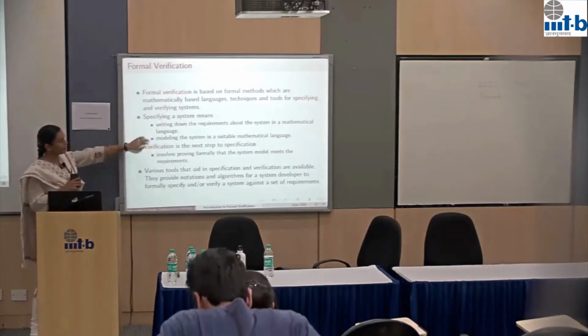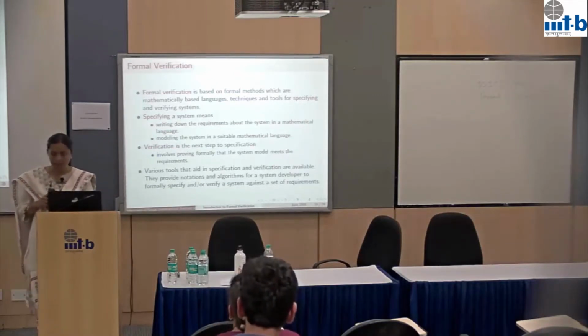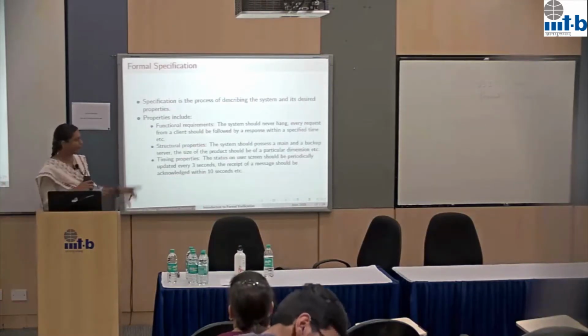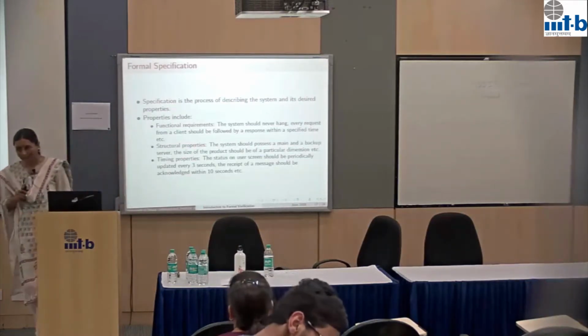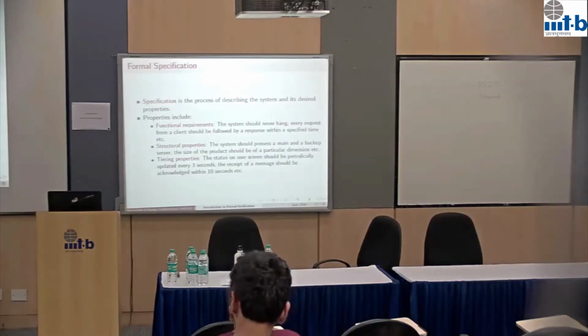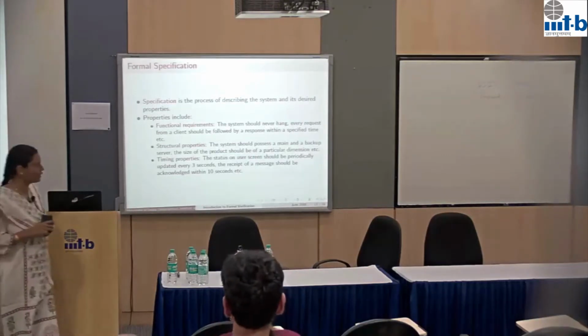Specifying, verifying. So we'll just look at specification, and understand at a high level how specification is done using mathematical language. So specification is the process of describing a system and its desired properties. As I told you, we are not looking at writing a system and its properties in English. We are looking at writing a system and its properties in a mathematical language. So what are the various kinds of properties that you could write? Here is some kind of a classification.